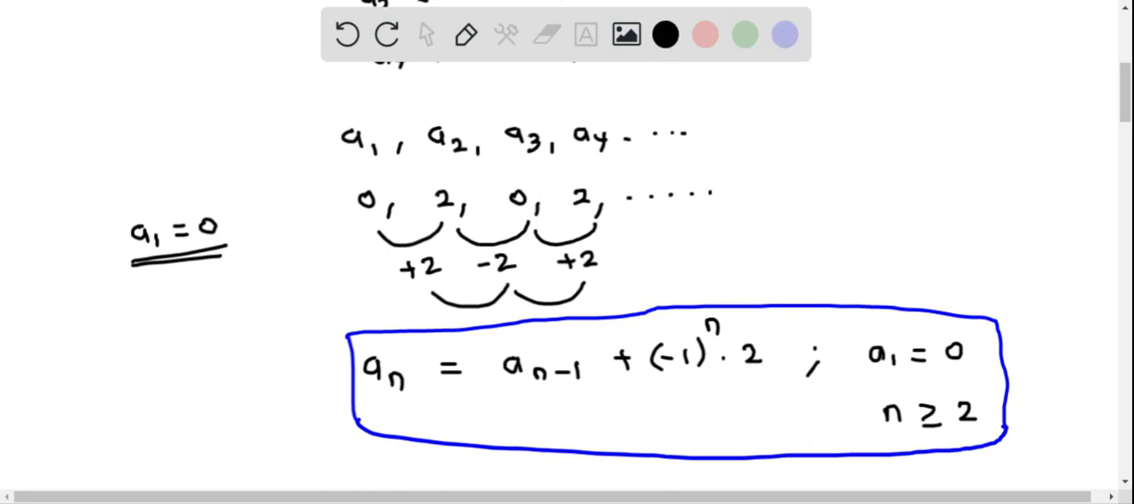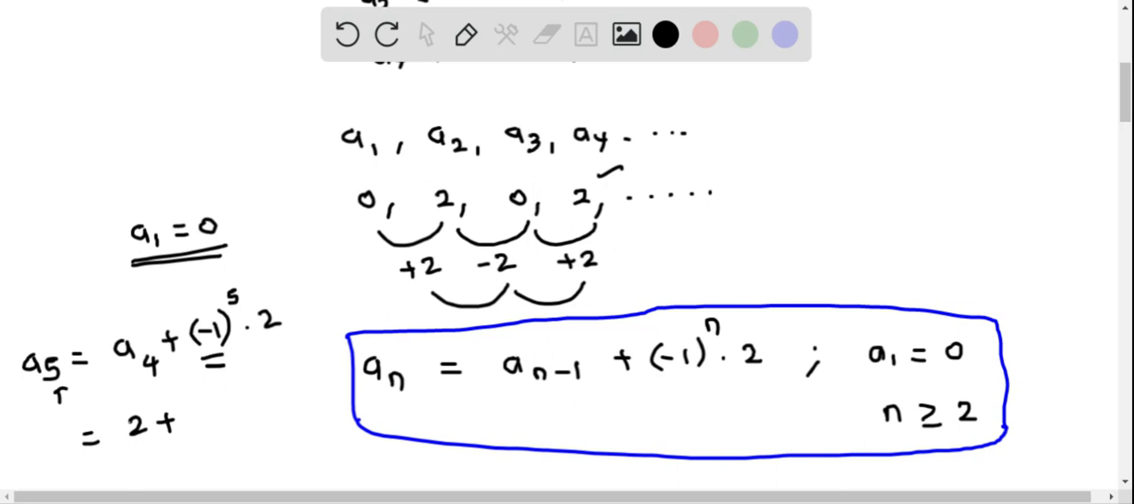Let's suppose that we find a5 using this formula. We put n equal to 5 here, and this becomes a sub n minus 1, which is 5 minus 1 equals 4, plus negative 1 raised to the power of, since n equal to 5, I put 5 here, times 2. And this gives a4. We know that a4 is 2. So therefore this becomes 2 plus negative 1 raised to the power of 5.